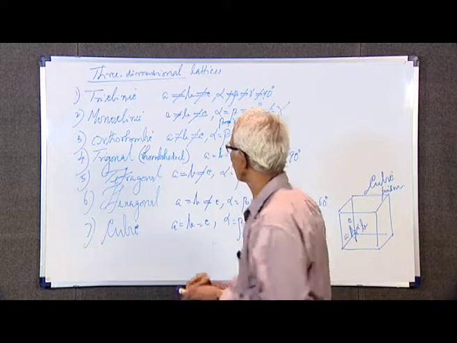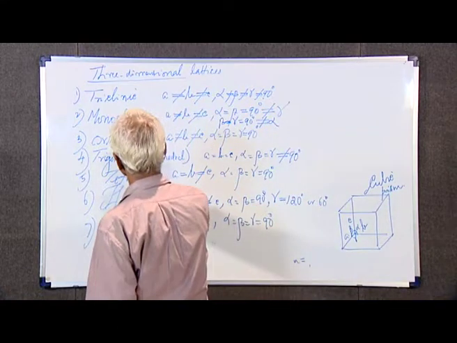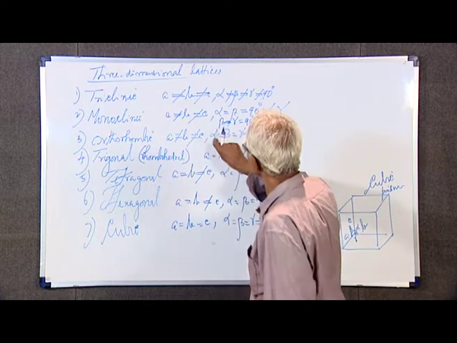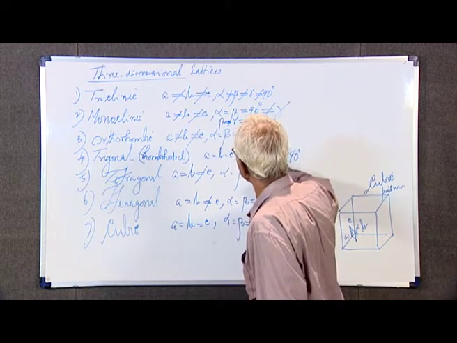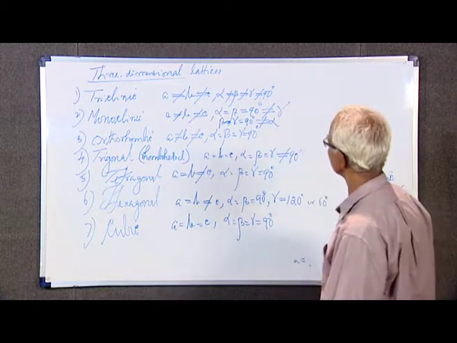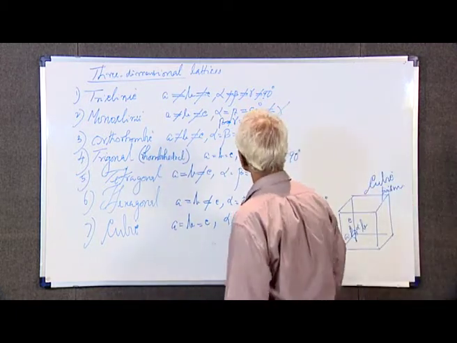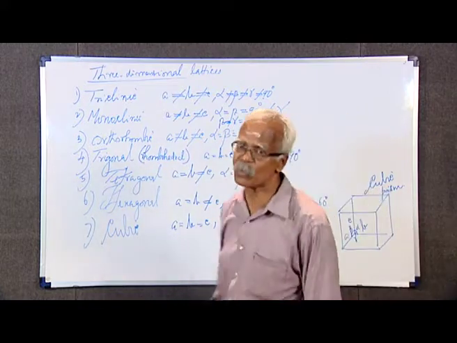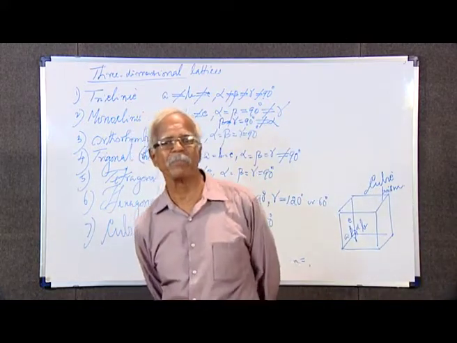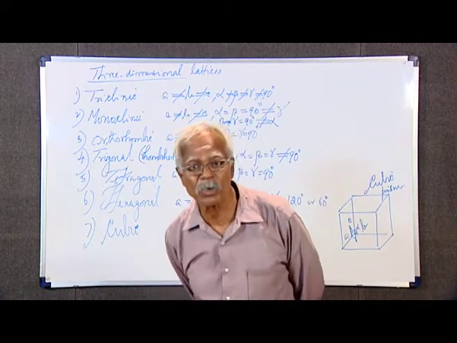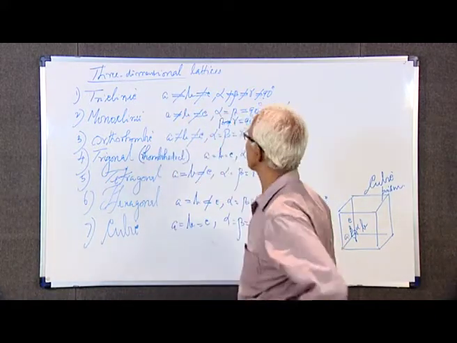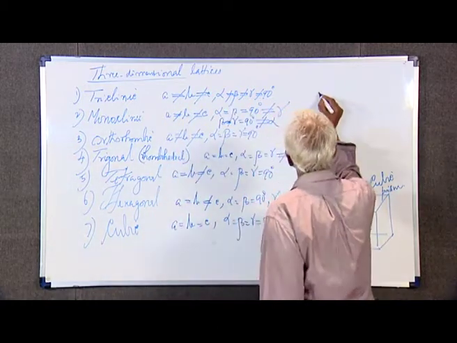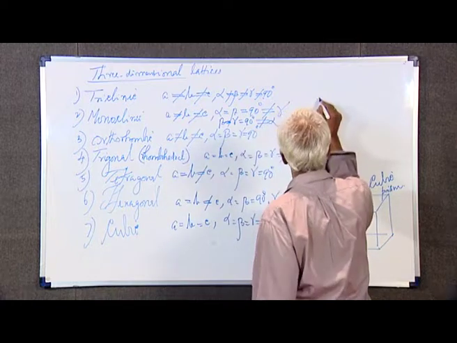Let us take this as a starting point, orthorhombic: A different from B different from C, alpha equal to beta equal to gamma equal to 90 degrees. That means all the angles are 90 degrees. So, you have a rectangular parallelepiped as the building block, which is the 3-dimensional counterpart of a regular rectangle. So, let us start from that, the orthorhombic prism like this.